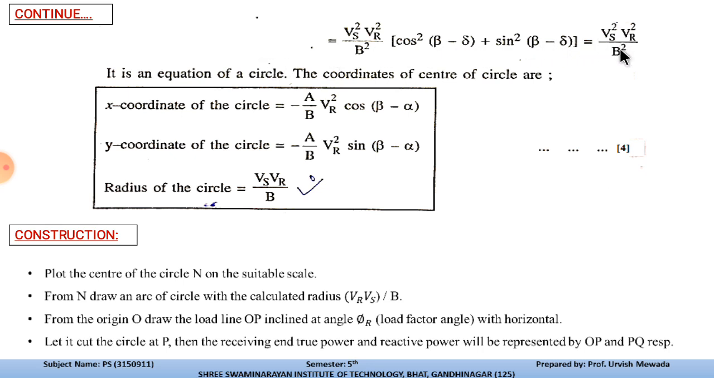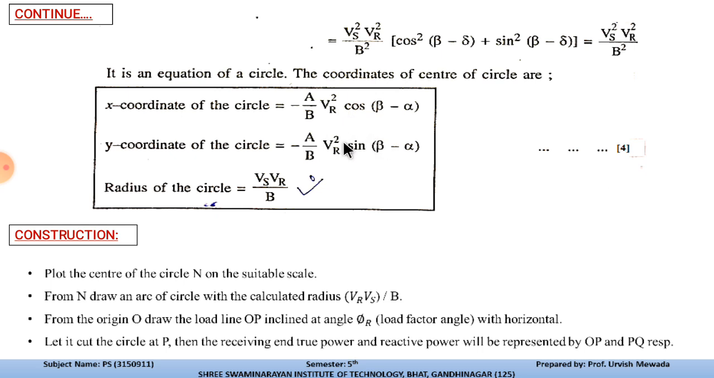So the output will be, means the residual term will be Vs Vr squared over B squared, and it is the equation of a circle. So the coordinates of the center of the circle are: x coordinate is minus A by B Vr squared cos(beta minus alpha) from the equation, and the y coordinate of the component is this cos term, because we are taking the x axis as the active power or true power, and on the y axis we are taking the reactive power.